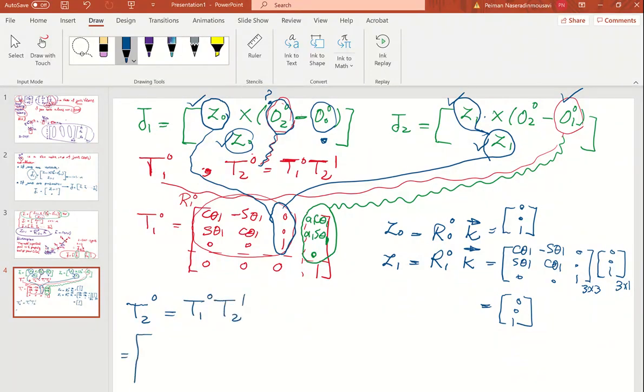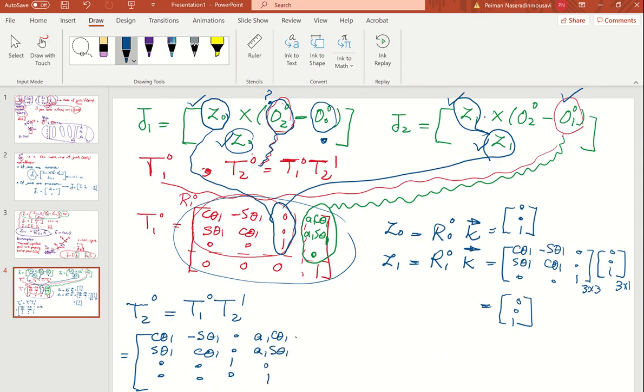So T1 with respect to 0, we have it here. Here we go: cosine theta 1, sine theta 1, 0, 0; minus sine theta 1, cosine theta 1, 0, 0; 0, 0, 1, 0; A1 cosine theta 1, A1 sine theta 1, 0 and 1. Now T2 with respect to 1. We have to look at this figure.